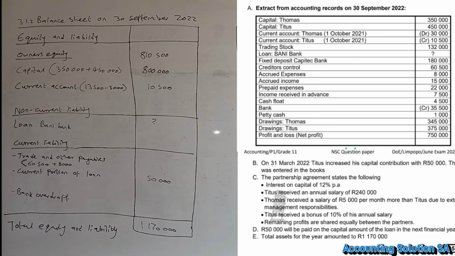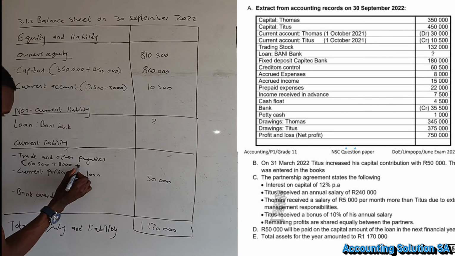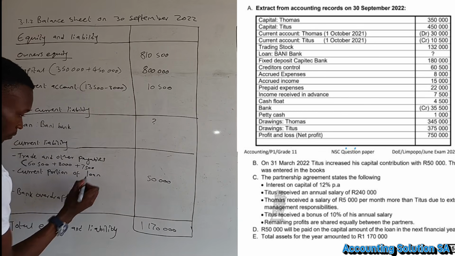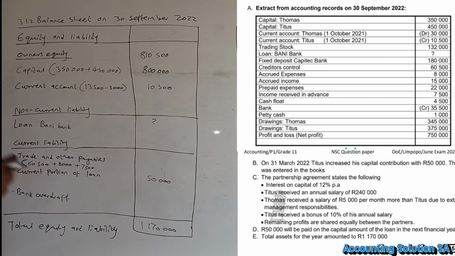Okay. Then accrued income, someone owes us, is an asset. We don't add it here. It falls under assets. And prepaid expense. Prepaid expense is an asset. We paid in advance. They owe us a service. Okay. Income received in advance is a liability of 7,500. We receive income, but we have not yet delivered. We owe that person. Okay, just like that.